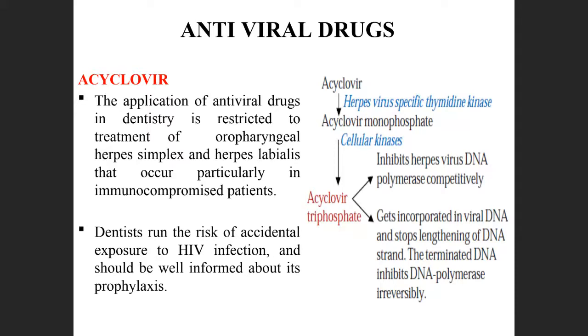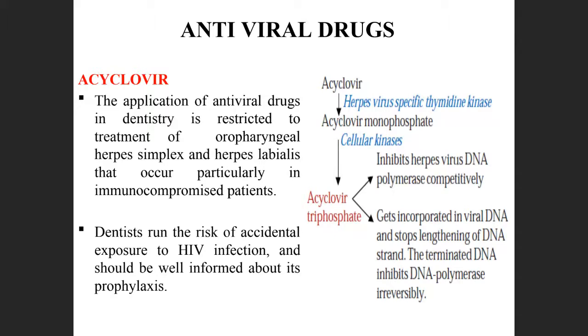This triphosphate inhibits the herpes virus DNA, and it also gets incorporated into the viral DNA and stops the DNA strands, terminating the formation of DNA completely. So the importance of acyclovir is that it takes advantage of the enzyme produced by the virus and gets itself converted into the active form. Once it is in the active form, by two mechanisms it inhibits the synthesis of DNA: by inhibiting the polymerase enzyme and by terminating the DNA synthesis.